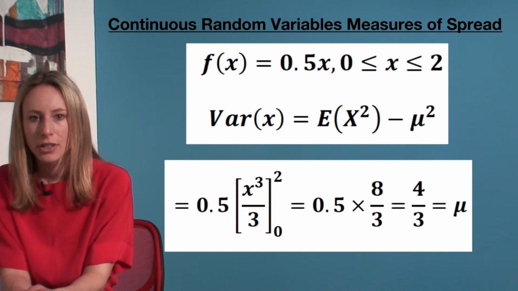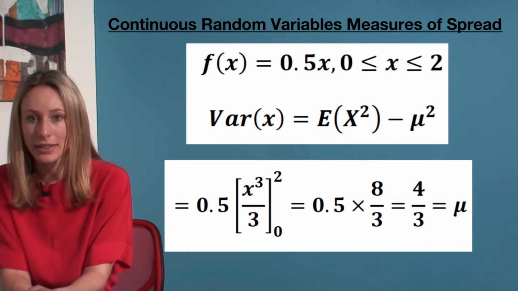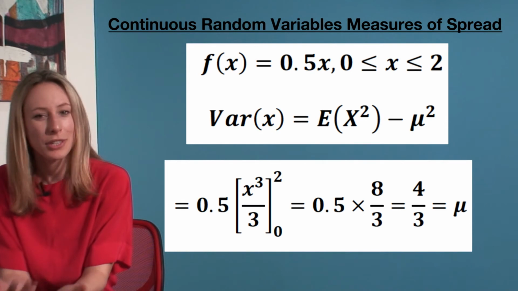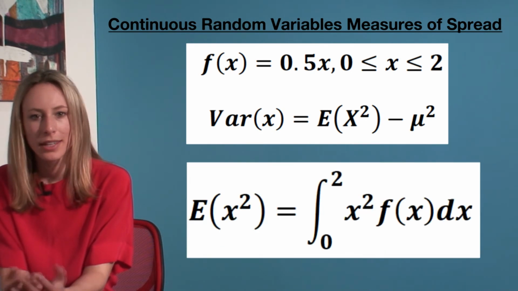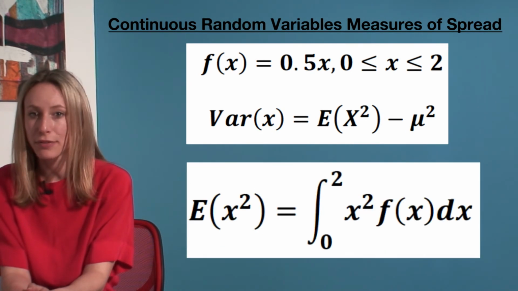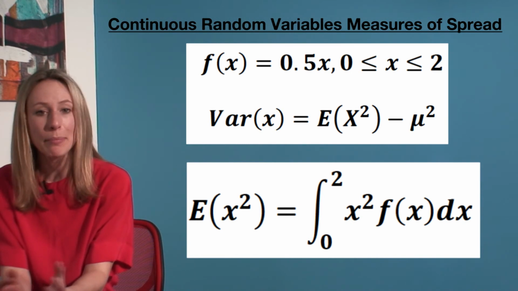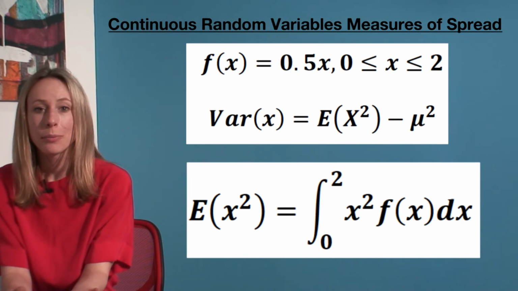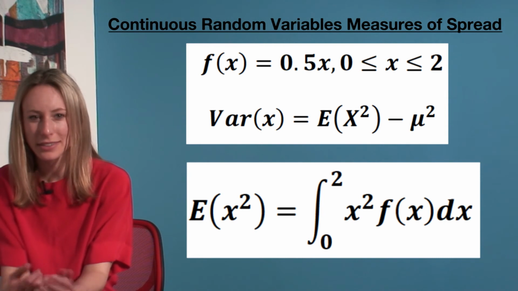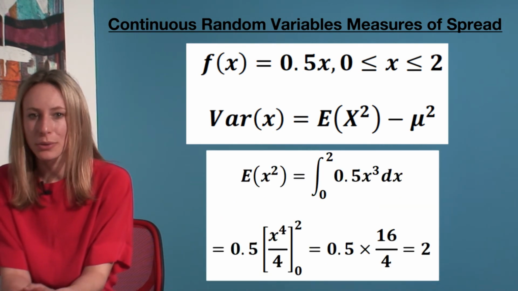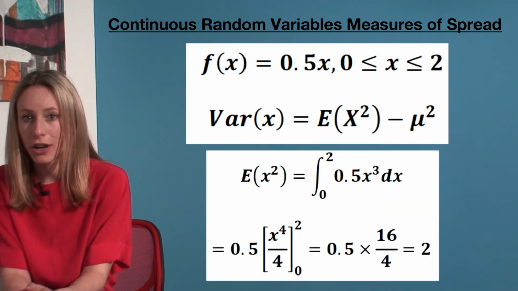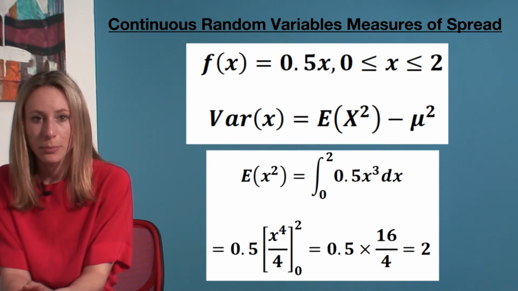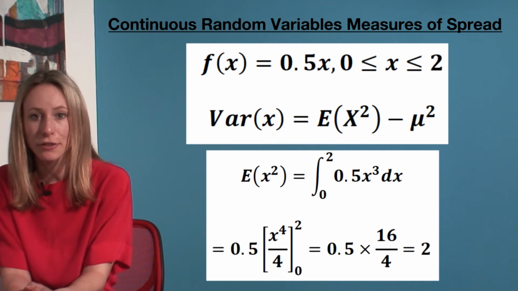Once we sub in 2, we get 0.5 times 8 on 3, which is 4 over 3, which is our average. Now, we need to work out the expected value of x squared, which follows the same process, except this time we add an x squared instead of just x. So we get the integral of 0.5x cubed over the range of 0 to 2, which goes to 0.5 times x to the 4 on 4.